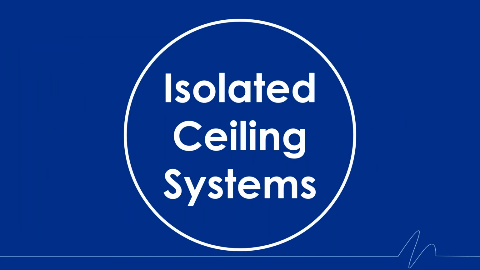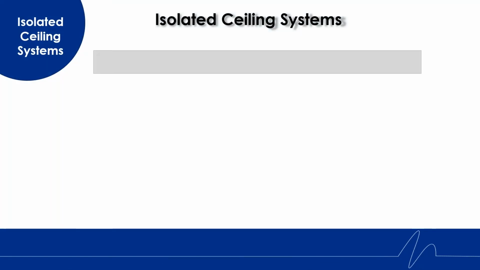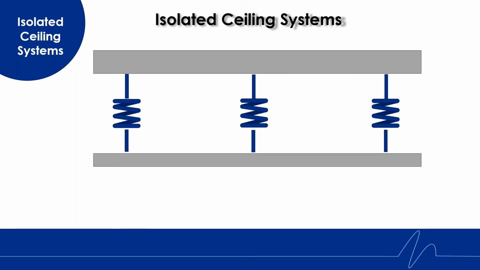Let's talk about the isolated ceiling systems. So here we have a structural slab. We've attached our isolated spring ceiling hangers. And we've imposed, let's say, 2 layers of 5/8 inch chipboard ceiling.